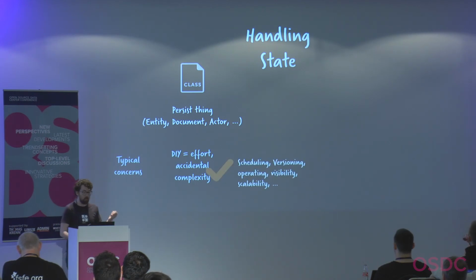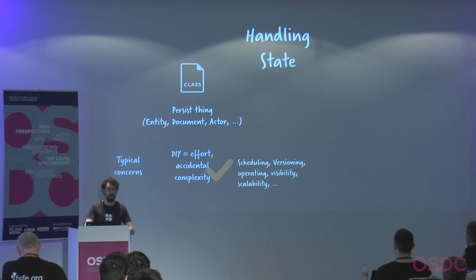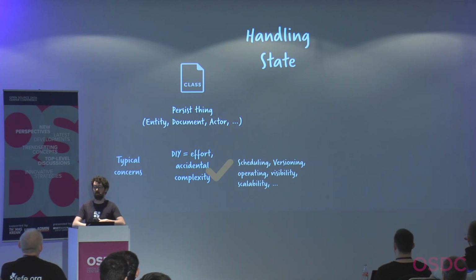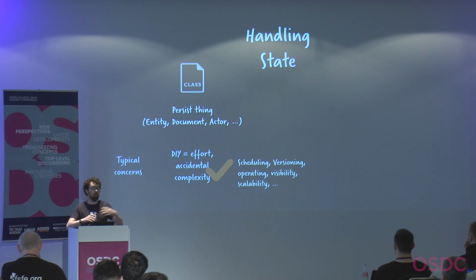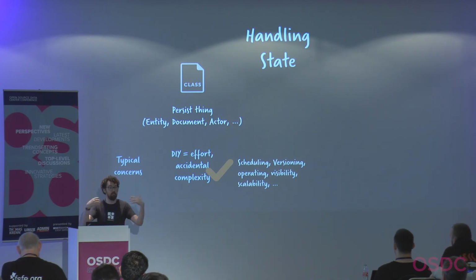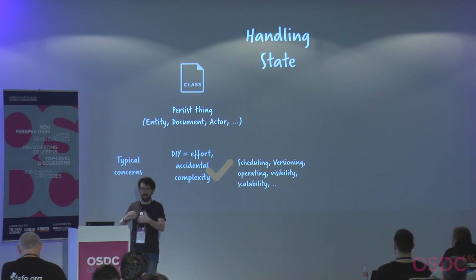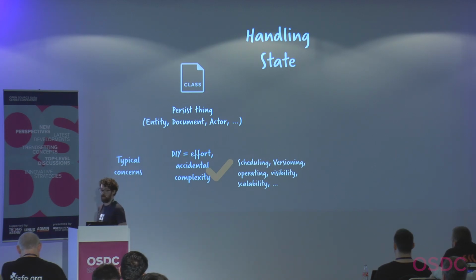For instance, we need to talk about scheduling because now we're holding state. We need to be able to schedule how retries work. We need to deal with versioning. If we're holding state, it means that we need to be able to version. If we change a microservice or something like that, we have to make sure that everything in transit is still going to work, and we can version that. Operating, visibility, scalability, all these things have to be thrown into the mix as soon as you want to handle state.